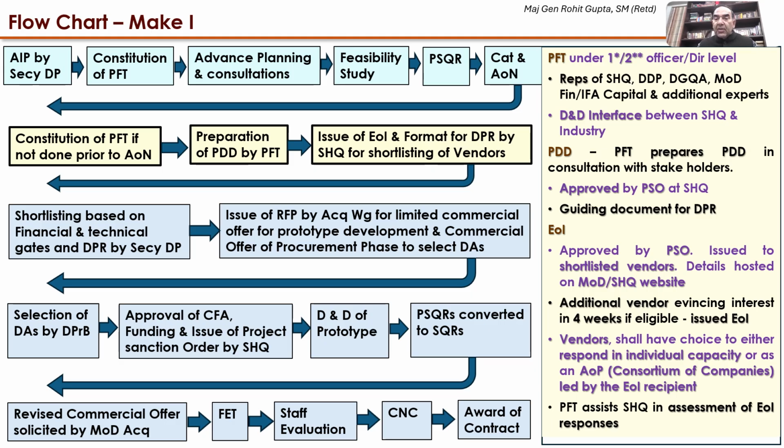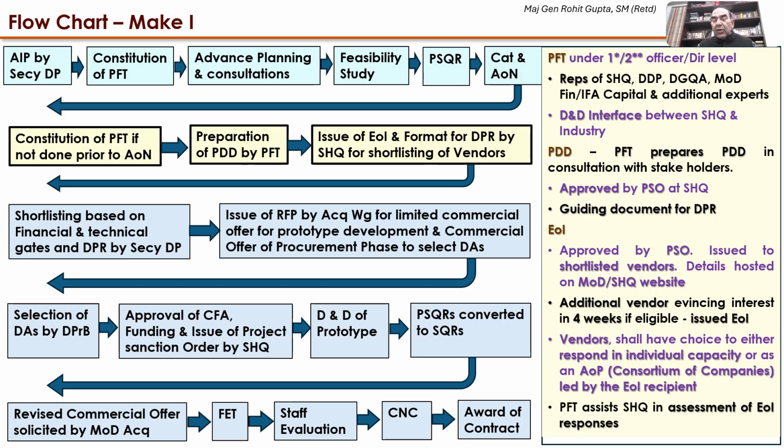The expression of interest, I had said that in Make 1, the expression of interest replaces the RFI, request for information. It is more detailed than that. Approved by the PSO concerned and issued to the shortlisted vendors which had been identified. Details are hosted on the MOD and the SHQ website. Any additional vendor who wants to bid for it, other than those who have been issued, within 4 weeks is eligible to bid for it, and it is issued with the EOI in case he is eligible. It's the same procedure that was for the buy and make.